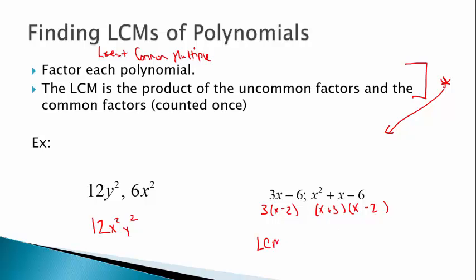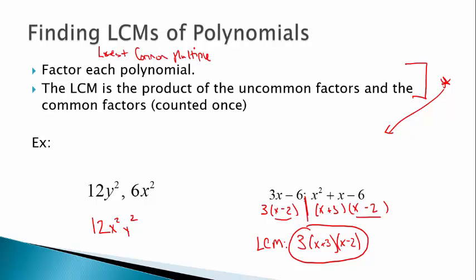Now to take the LCM, you write all of the uncommon factors that these two polynomials have. In this case, there's a 3 that only the left polynomial has as a factor, and there's an x plus 3 that only the right polynomial has. So we put that together to form our LCM. And then we take any of the common factors and count them only once. So in this case, x minus 2 is a common factor, so we list it only once. So this would be my LCM.